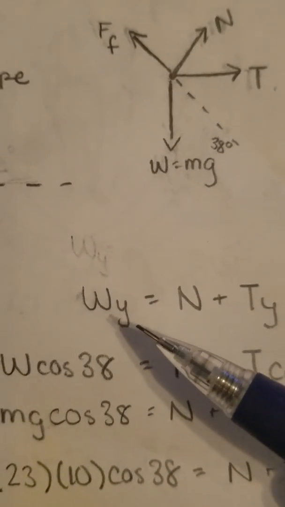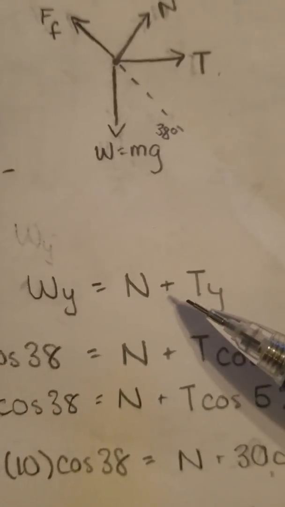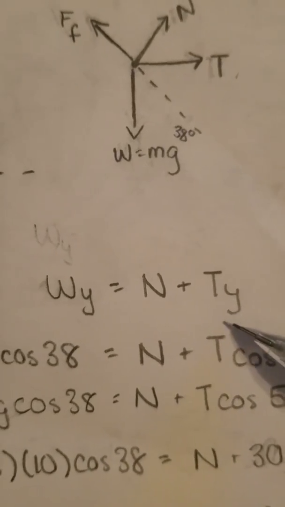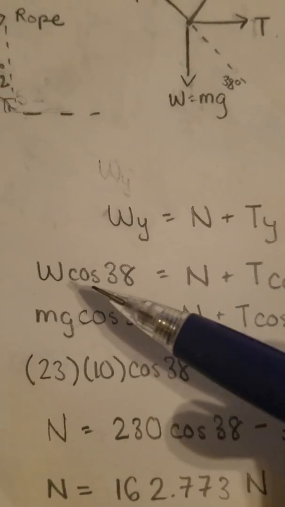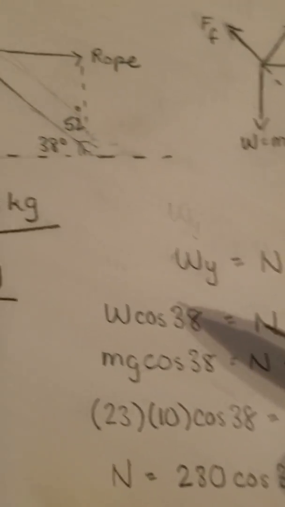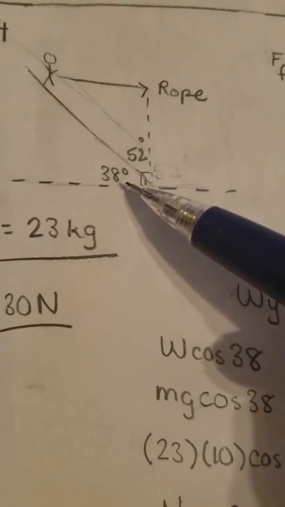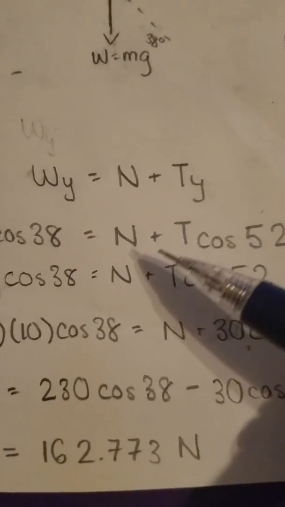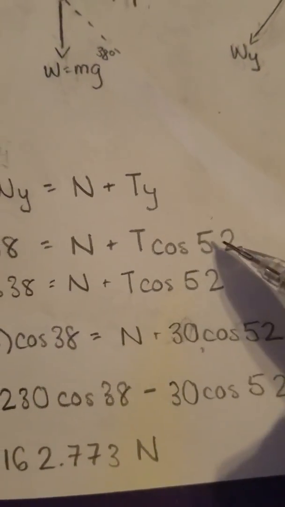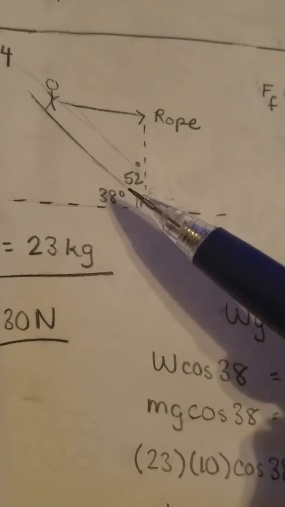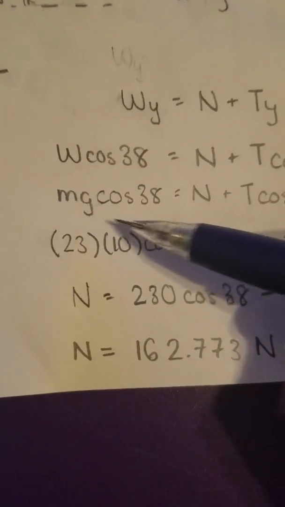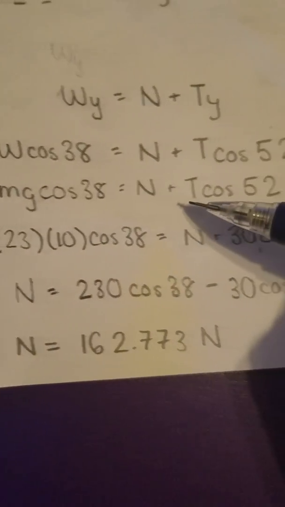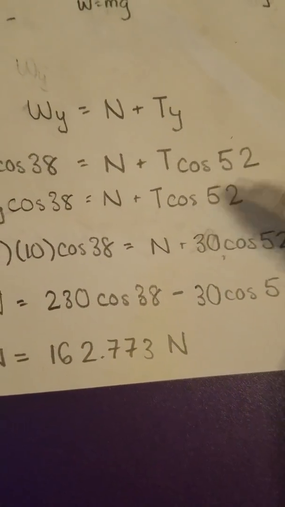The y component of the weight equals the normal force plus the y component of the tension. And I just broke that down a little more. Weight times the cosine of 38 from this little diagram right here equals the normal force plus tension times cosine of 52. Like I said, the complementary angle to 38. And again, breaking down even more, mg cosine of 38 equals normal force plus the tension times cosine of 52.